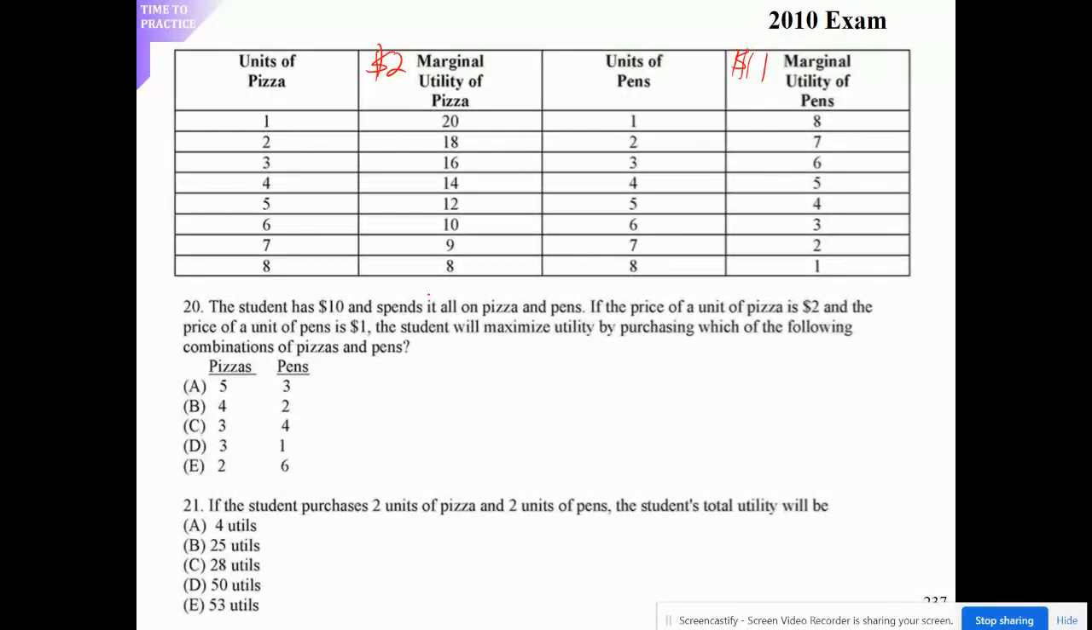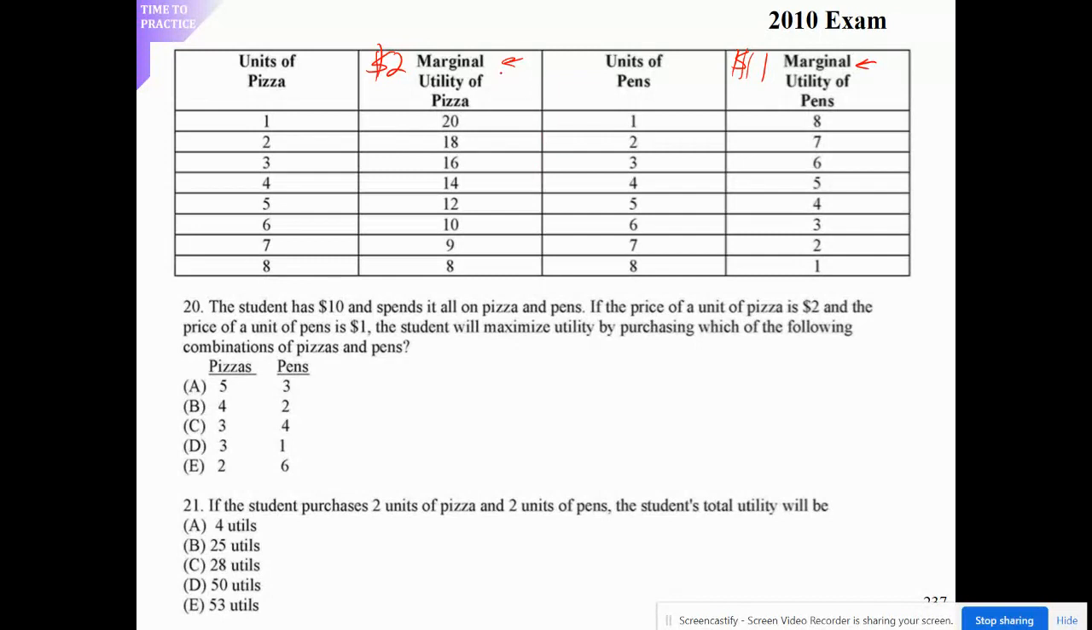Which of the following would we do? How many would we purchase? Luckily here, they gave us the marginal utilities already. They didn't give us total. Many times they will give you total utilities and then you have to calculate the marginal utility. But in this example, from the 2010 AP exam, they gave you the marginal utilities already, which takes away one step, because a lot of times they'll give you total and then you'll have to calculate the marginal.